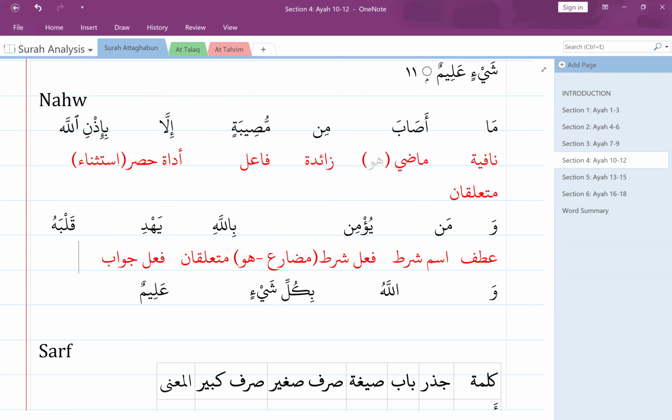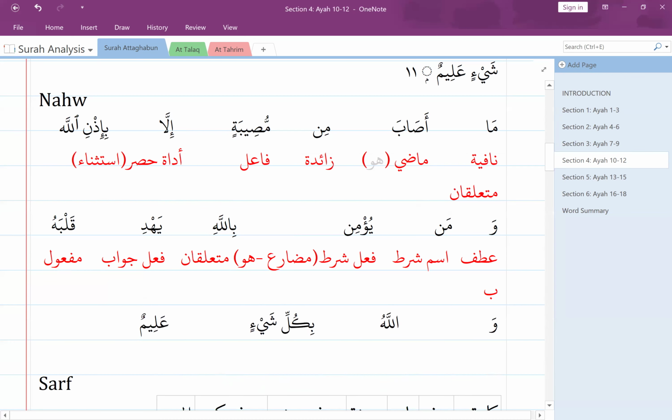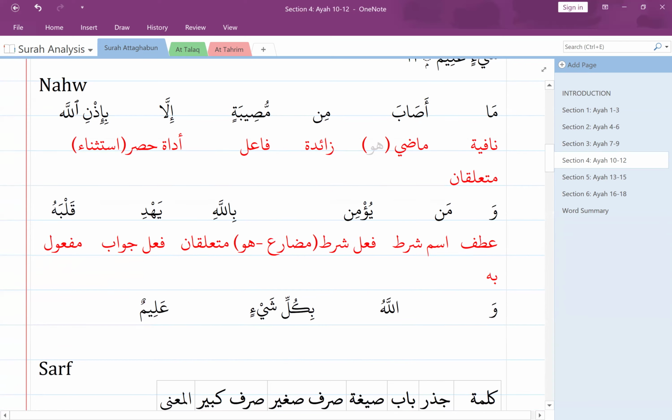Exactly. So somebody might look at this and say, yahdi, this is majroor, why are you saying majzoom? It's because it was supposed to be yahdi, but then, because we made it majzoom because of man, the ya dropped. This is naqis, revision of naqis there. Okay, qalbahu, this is mudaf ilayh, and this is maf'ul bihi for yahdi.